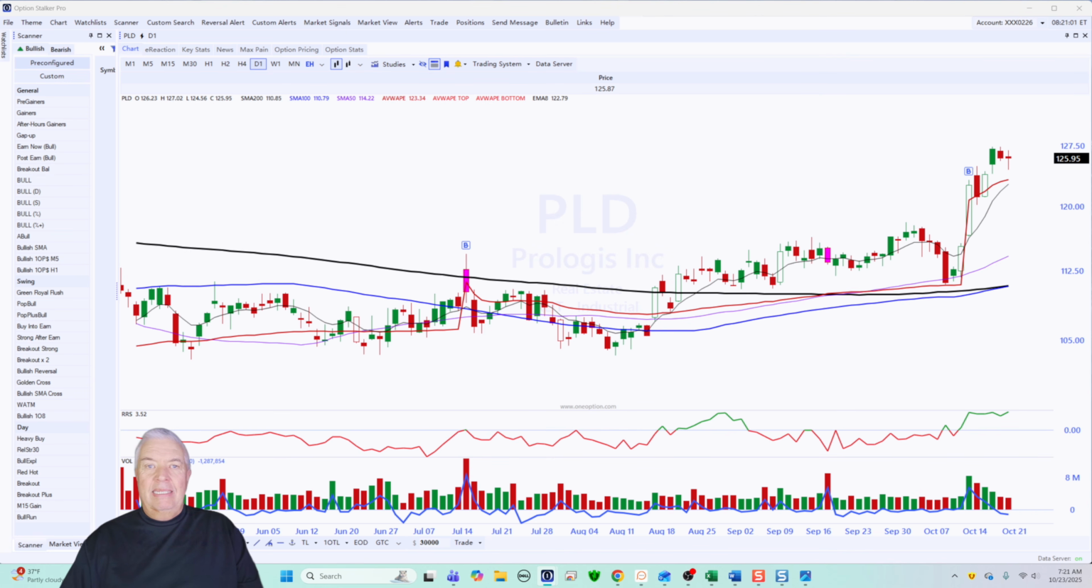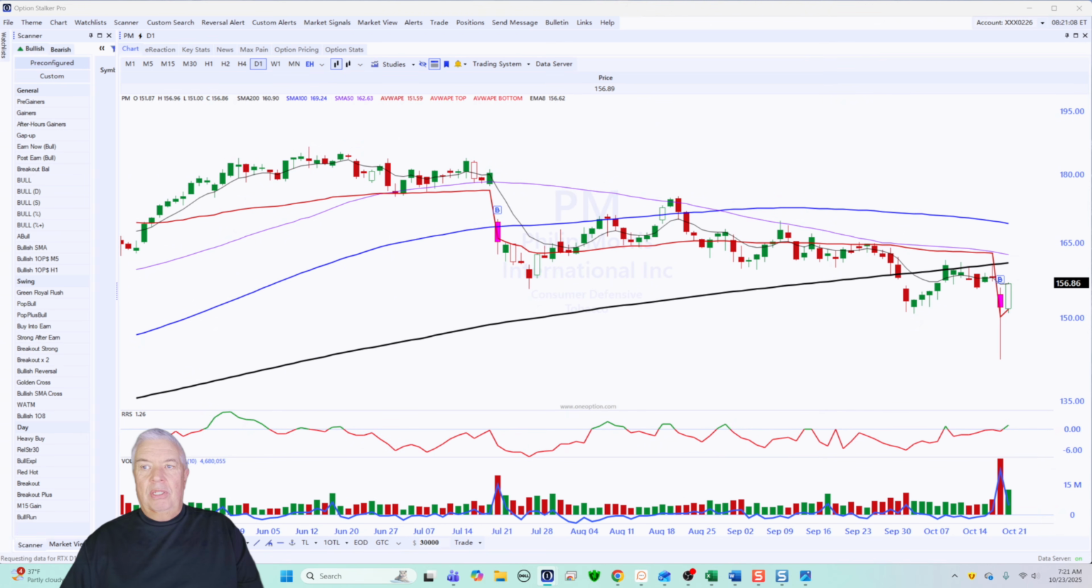Logistics company, not the most interesting, but worth maybe setting an alert to see if it has some follow through. So this is the process that we go through.